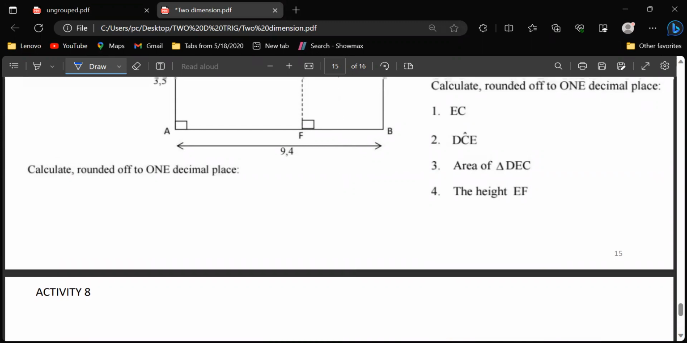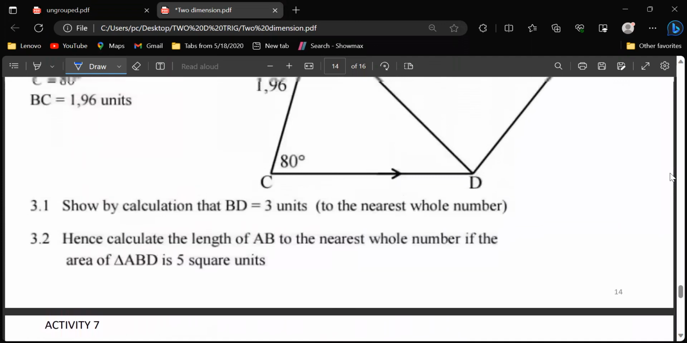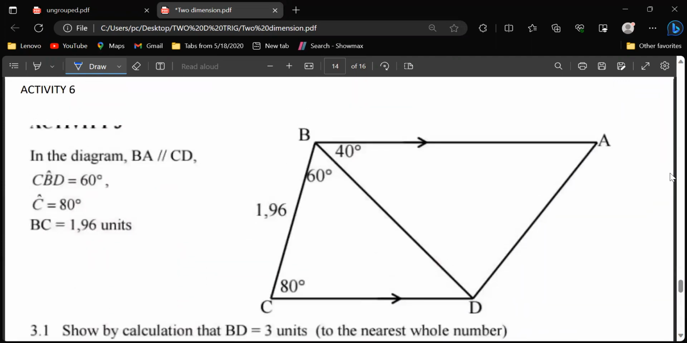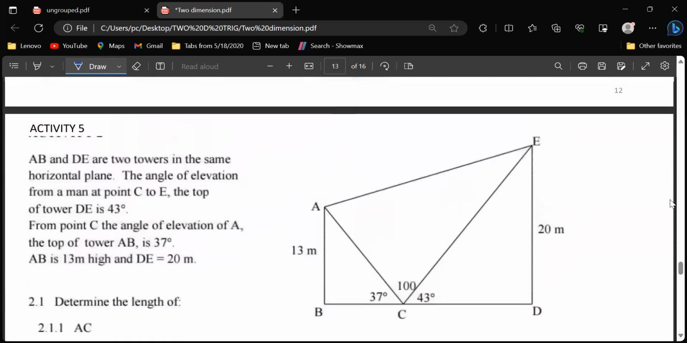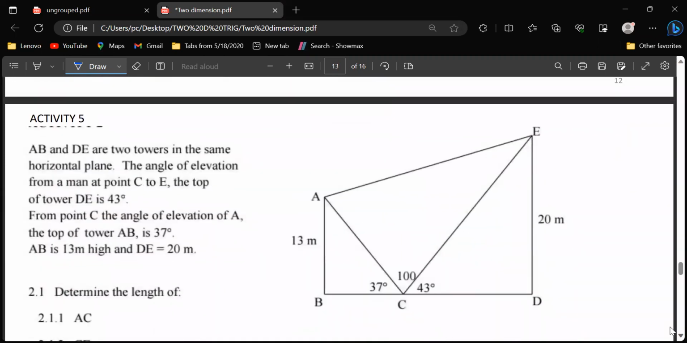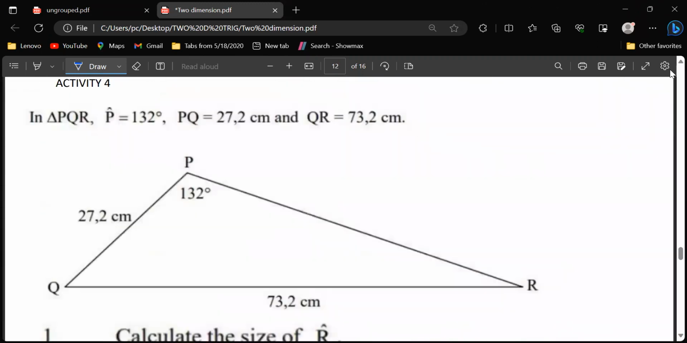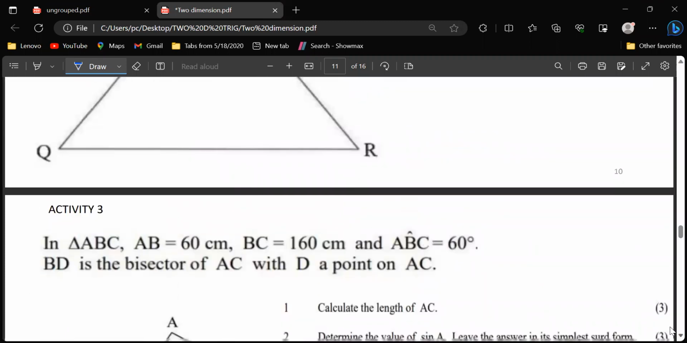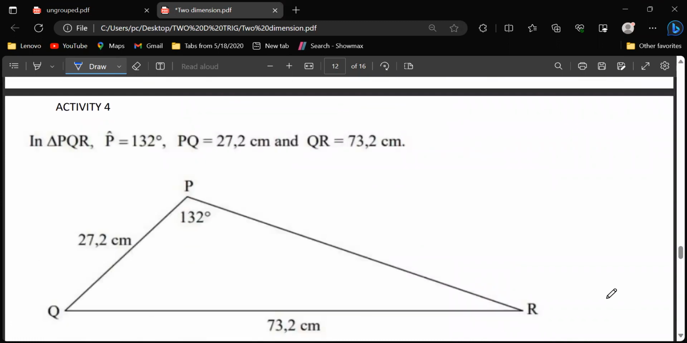I just want to give you the activity. We're going to do activity number 5, if I'm not mistaken. Yeah, we're going to do activity number 5. And you're going to do activity number 4. Sorry about that. As a classwork, you are supposed to do activity number 4.